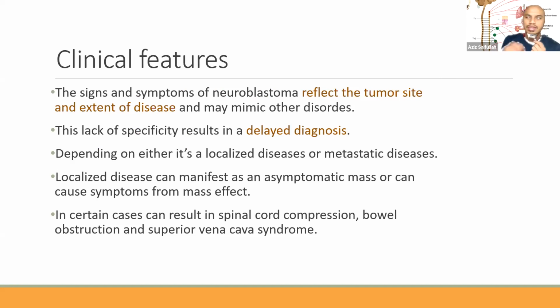Localized disease can manifest as an asymptomatic mass or can cause symptoms from mass effects such as compression syndromes, and in certain cases can result in spinal cord compression, which can present with bowel obstruction or superior vena cava syndrome. Next.